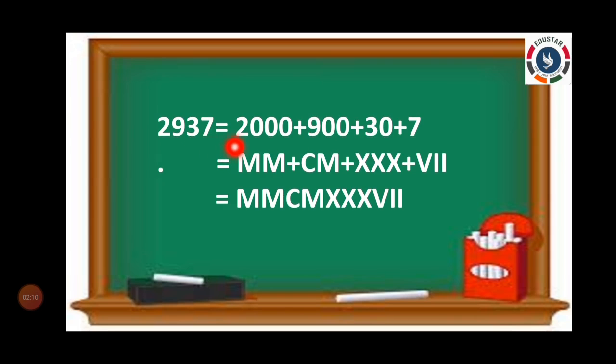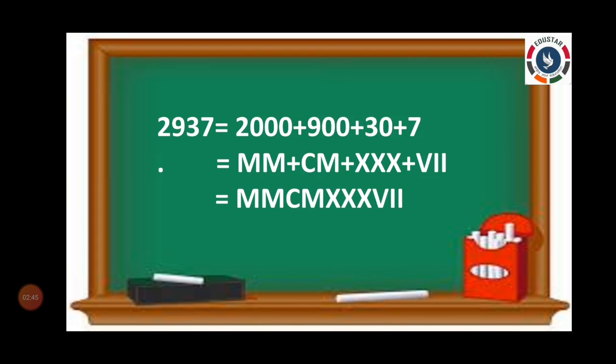Next, one more example I am going to explain to you. 2937. So you have to expand the number first. 2000 plus 900 plus 30 plus 7. We already know the value of M is 1000. So we have 2000, which means you write 2 times M. MM plus 900, already studied, CM. Plus 30, we write 3 times X. XXX. Plus 7, VII. So 2937 is equal to MMCMXXXVII.